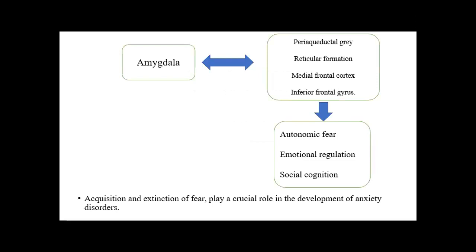Oxytocin has a significant impact on brain functions. It modifies the connection between the amygdala and various other regions like the periaqueductal gray matter, reticular formation, medial frontal cortex, and inferior frontal gyrus, which leads to autonomic fear, emotional regulation, and social cognition. Acquisition and extinction of fear plays a crucial role in the development of anxiety disorders.